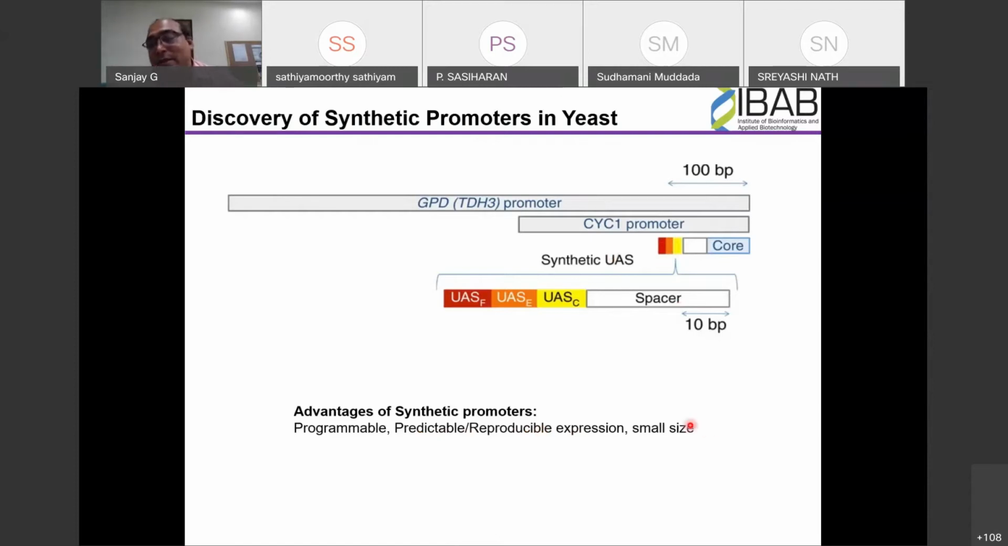And of course, as I emphasized, these promoters can be very small, and this allows us to make multi-gene pathways. Because if the size of the DNA is too big, the cloning becomes too cumbersome and we cannot clone easily. So the smaller the size of these elements, the more genes you can clone in a vector. That gives an advantage in making synthetic systems.